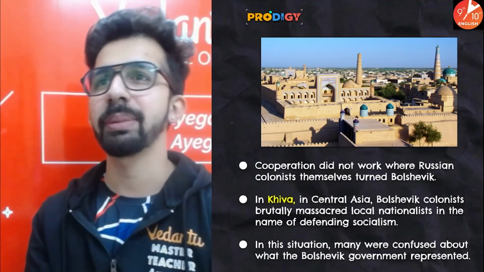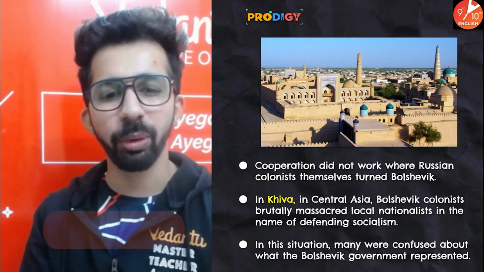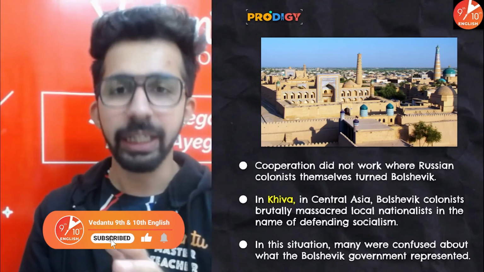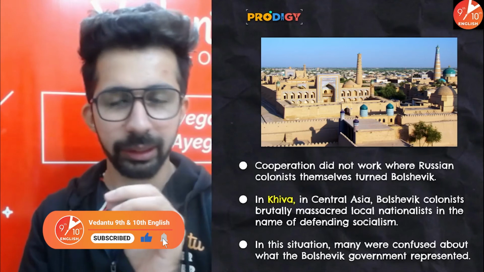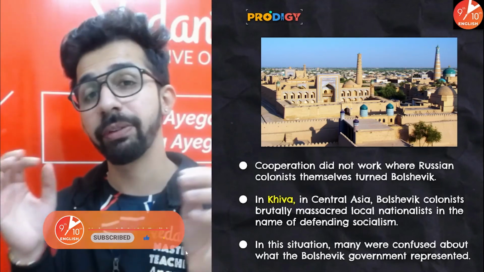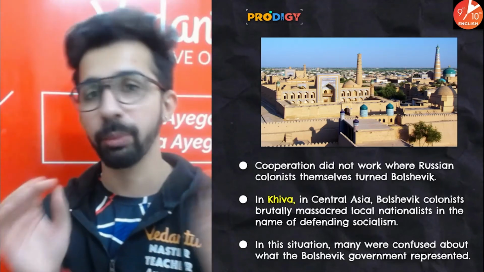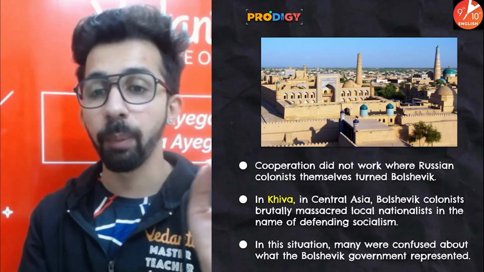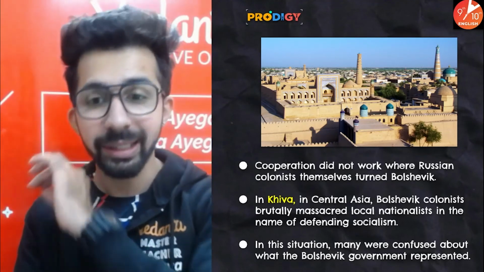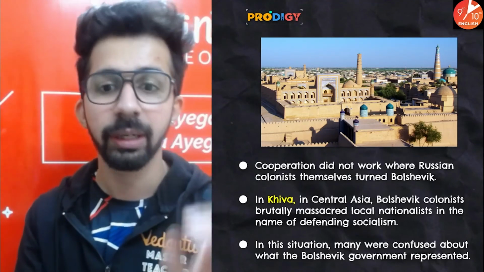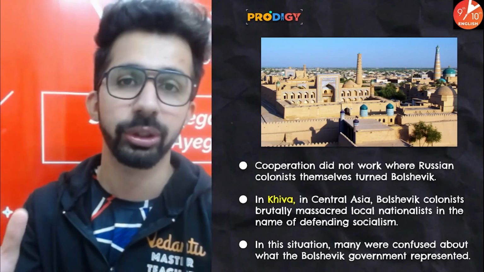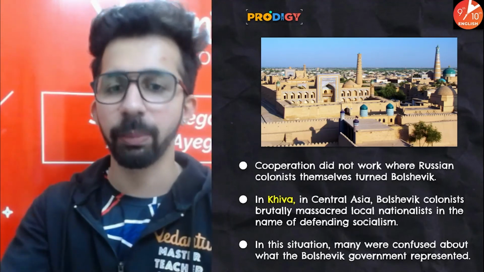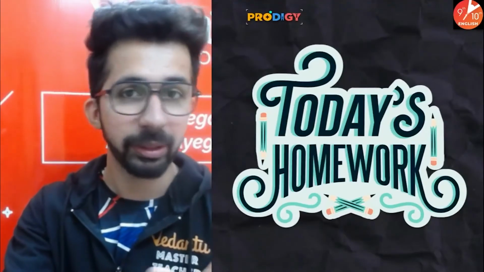And guys, but sometimes somewhere the Bolsheviks were also doing something wrong. Look at how. In Khiva, that is in Central Asia, it's an area in Central Asia, guys. There were a few colonies of Bolsheviks. Do you know what Bolsheviks did in these areas? In Khiva, Bolshevik colonists brutally killed many local nationalists under the name of defending socialism. So guys, in this situation, many were confused about what the Bolshevik government actually represented.